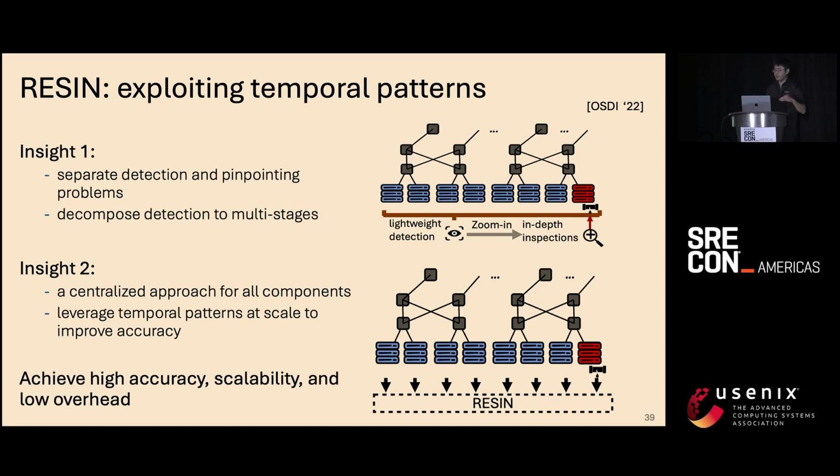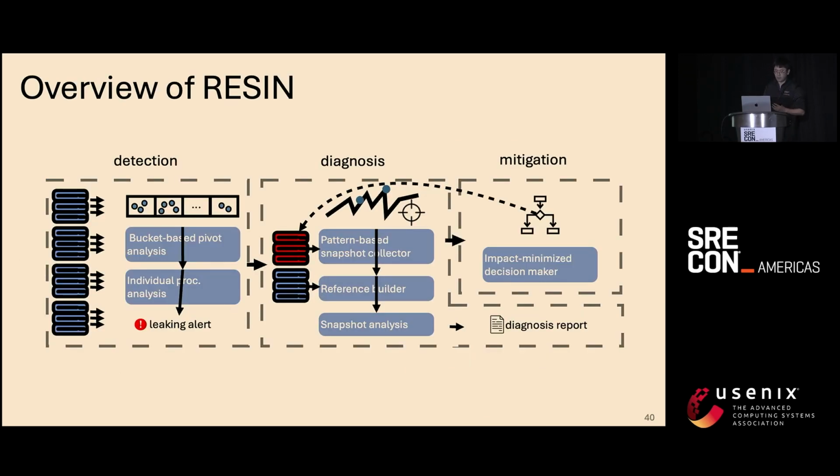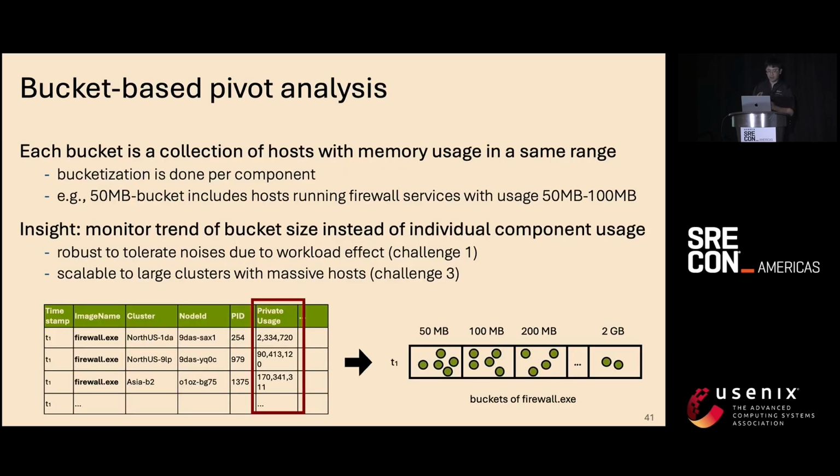And then we have a centralized system to oversee the whole detection, and then we try to detect it and diagnose it. So it is a whole overview of Resign in this project. So basically, in the detection stage, we are looking at all the hosts together holistically, and we will fire alerts when we find certain kind of memory leaking holistically in the cloud. And then we pick certain sample nodes to automatically run some diagnosis and do the mitigation on the fly. So this slide shows how we do the anomaly detection.